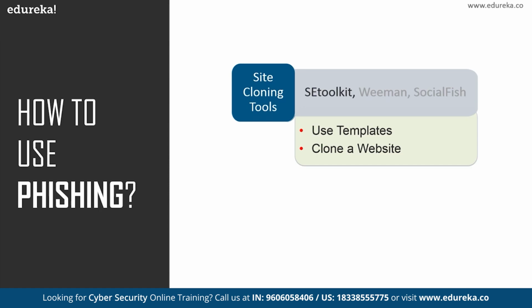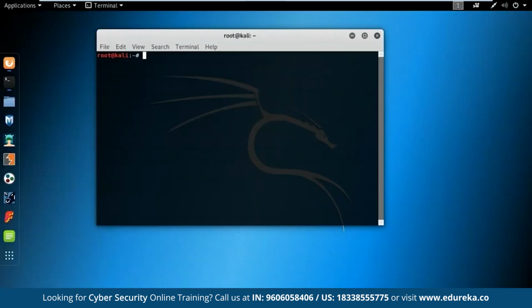In this method, you enter the URL of the web application that you want to fake, and then the tool creates a clone of that web application. So first, let us see how you can use the SE Toolkit, that is Social Engineering Toolkit, to clone a website using pre-available templates.